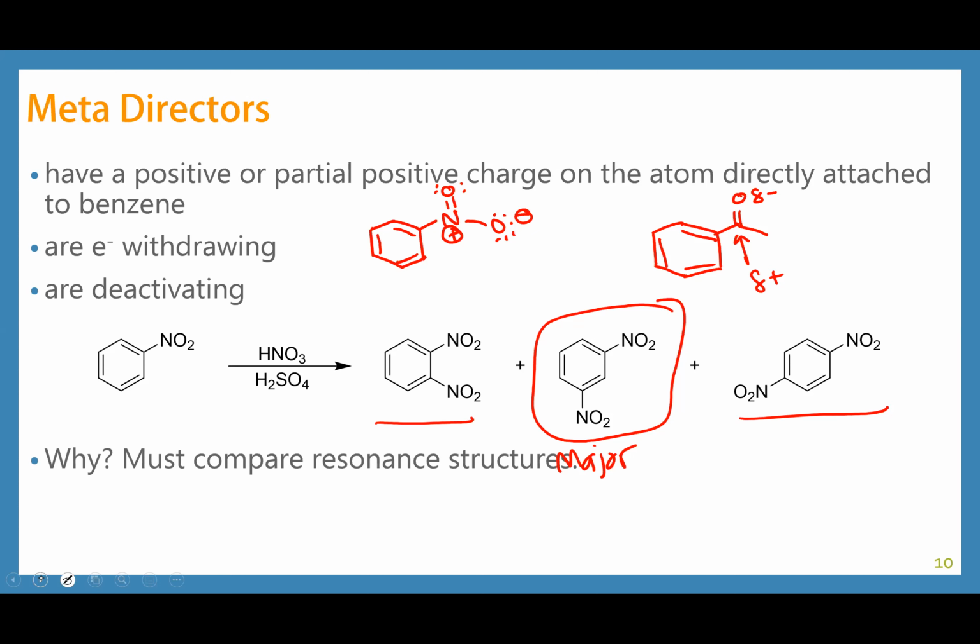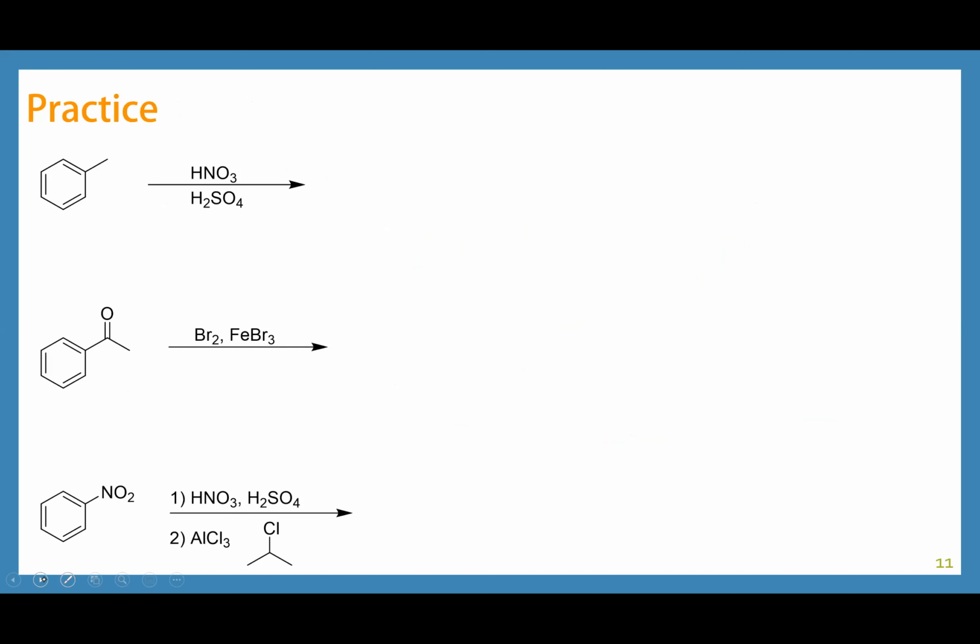So in order to see why, you have to look at the resonance structures in the reactive intermediates, and that's actually something that I put into the videos. So you can watch those videos and just have all the fun with resonance forms that you want.